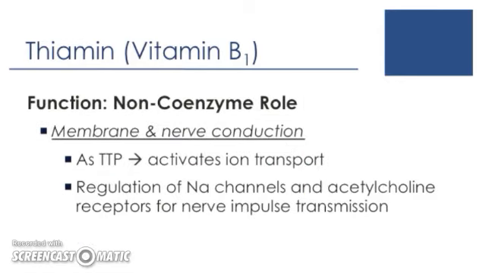We also see non-coenzyme roles of thiamine, particularly in membrane and nerve conduction, and this will be in the form of TTP rather than TDP. So in this form of TTP, we see that thiamine is involved in activating ion transport and ion transport related to nerve conduction. In neurons particularly, it's thought to activate chloride transport. We see that also in the form of TDP, involvement in the regulation of sodium channels and acetylcholine receptors for nerve impulse transmission.